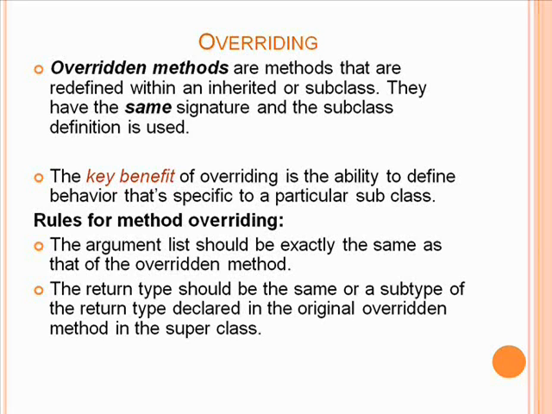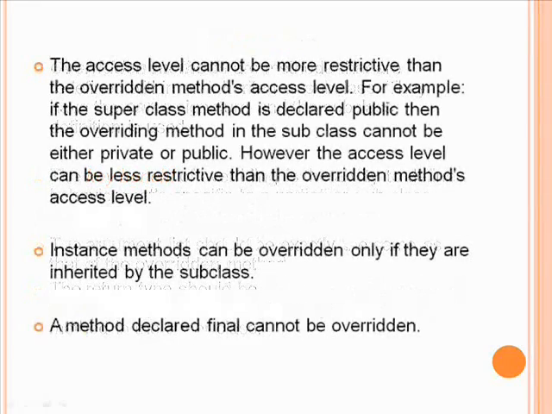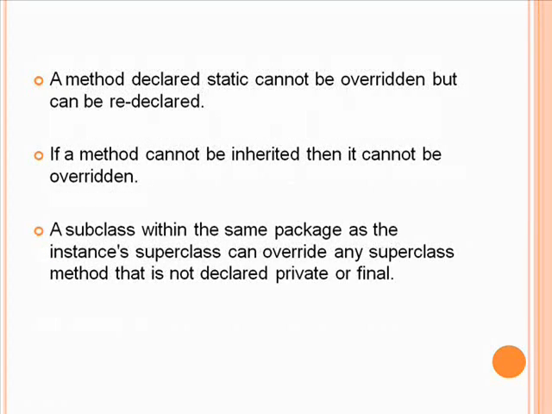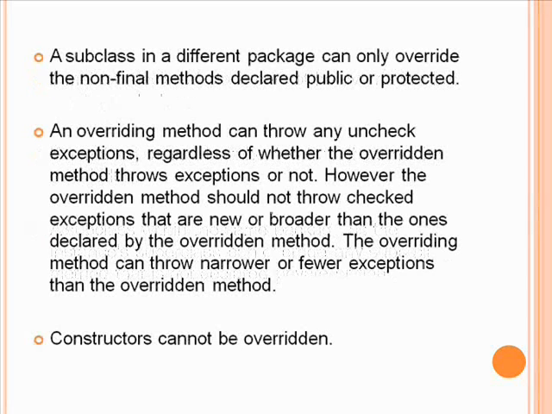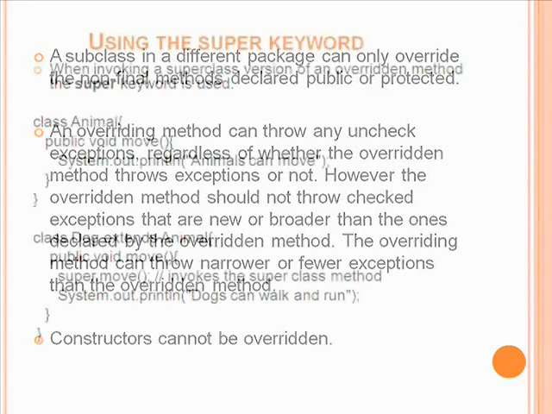The first is the argument list should be exactly the same as the overridden method, and the return type should be the same or narrower. Access level should be the same as the superclass's version or less restrictive. If a method is marked as final or private, it cannot be overridden. Methods that are declared as static cannot be overridden but can be redeclared. Overridden methods should not throw any new checked exceptions but can throw narrower exceptions. And also, constructors cannot be overridden.